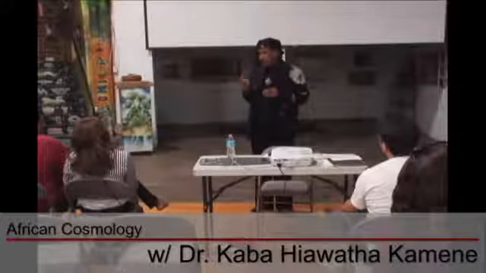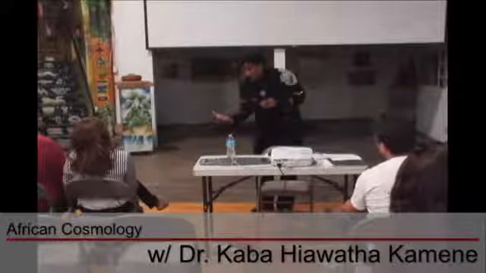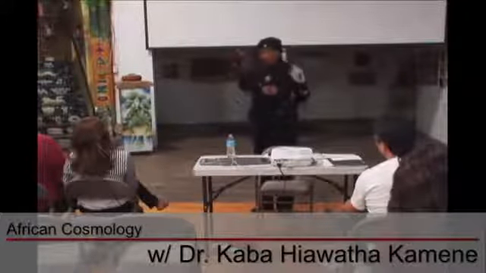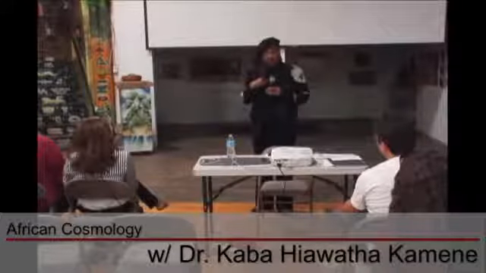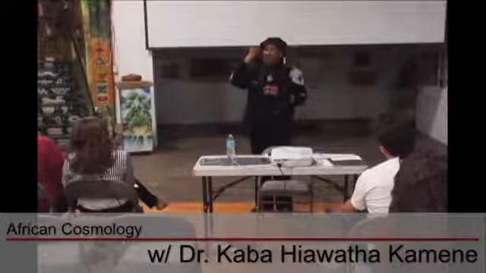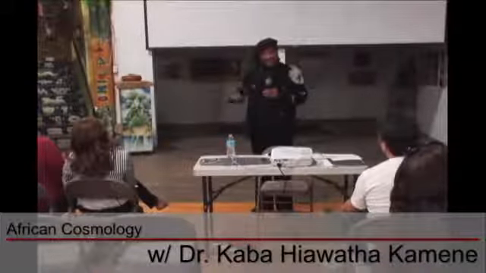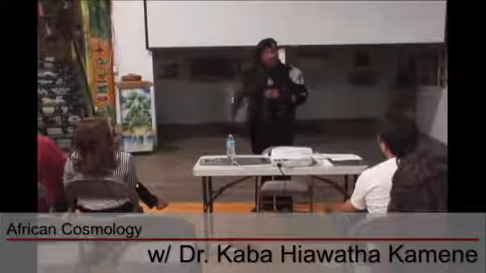Think about the story. Shu comes down and separates Nut, sky, from Geb, earth. But Nut is pregnant with the sun. She swallows the sun at night and gives birth to it at the day, which is the 24-hour cycle.